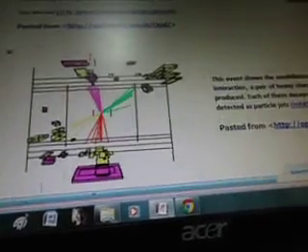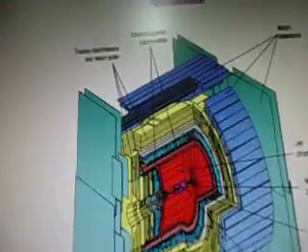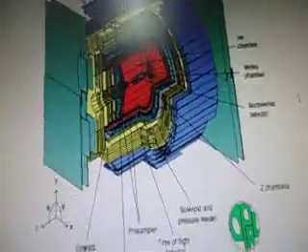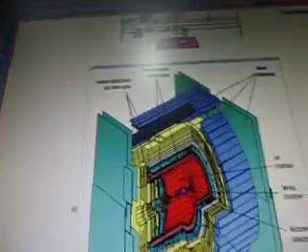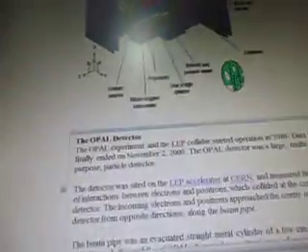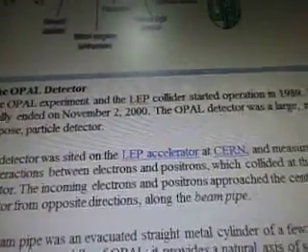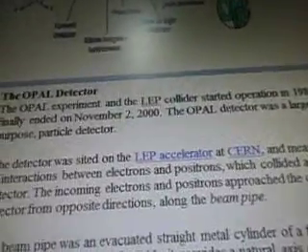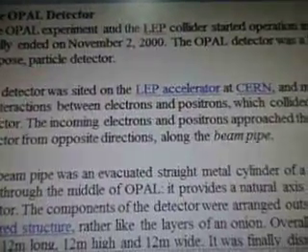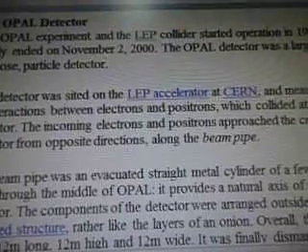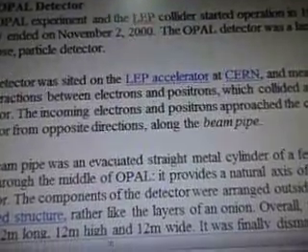And then we'll go over this way, down here. Now this is the OPAL detector. That's what it looked like. You can look there and it shows you a diagram of what it's about. The OPAL experiment and the LEP collider started operation in 1989. Data taking finally ended on November 2nd, 2000. The OPAL detector was a large multi-purpose particle detector, so that was 12 years ago.